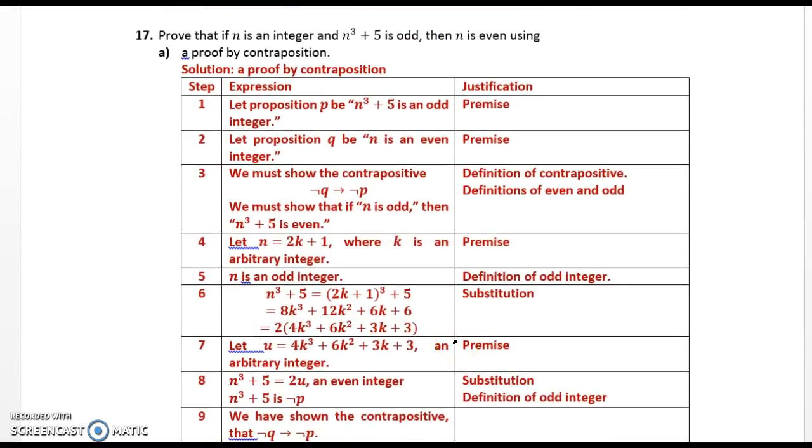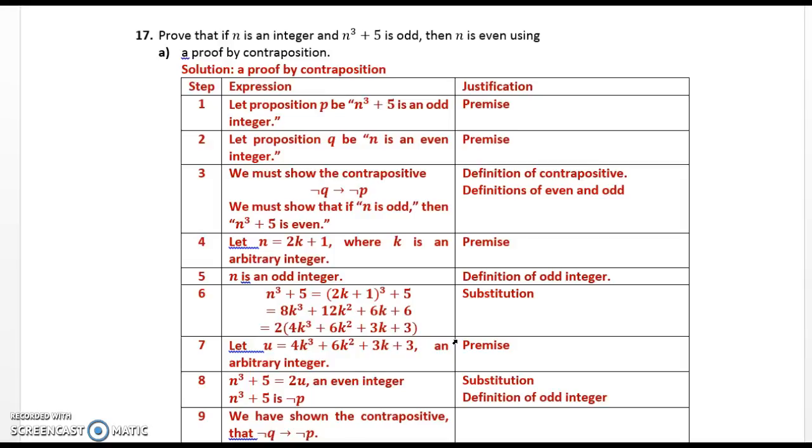17. Prove that if n is an integer and n cubed plus 5 is odd, then n is even using a proof by contraposition. Solution. A proof by contraposition. Let P be the proposition that n cubed plus 5 is an odd integer. Let the proposition Q be n is an even integer.